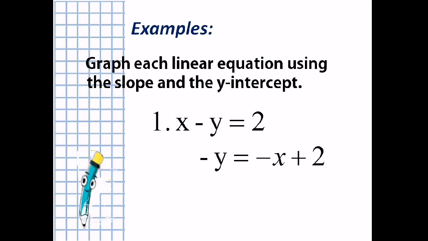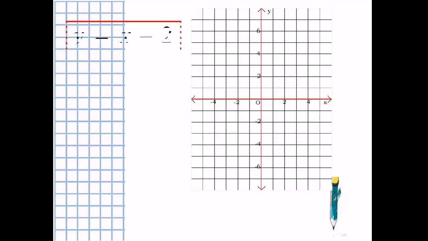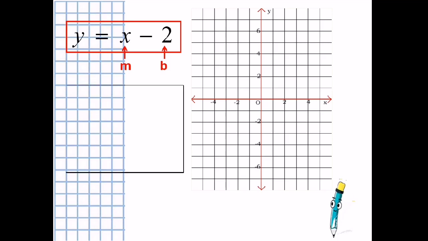Then, since meron tayong negative sa unahan, we need to change all the signs. So, our equation is y equals x minus 2. And that is in the slope-intercept form. Next, let us identify the slope and the y-intercept. Your slope is 1, so understood na kapag walang number nakatabi ni x, that is 1. And then your b or y-intercept is negative 2.